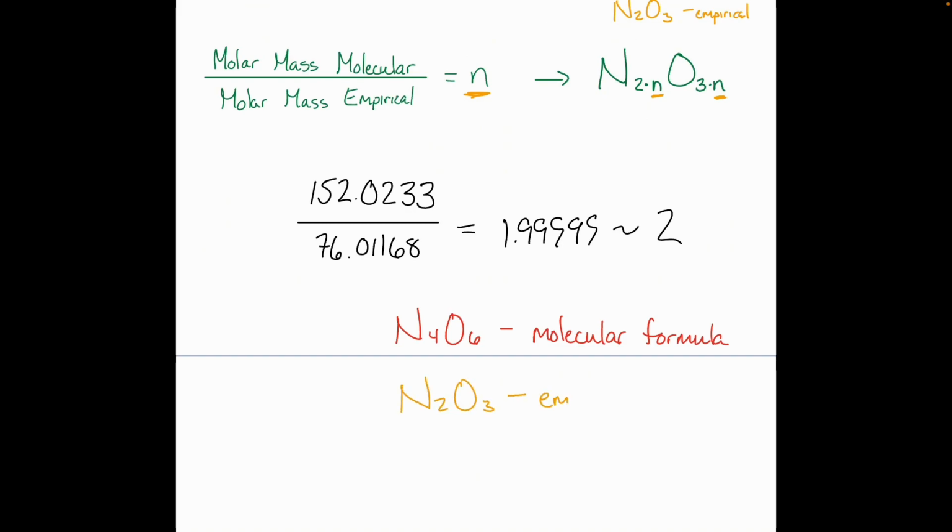N2O3 is what we called the empirical formula. We found the empirical formula from our mass spec data, and then using the molar mass of our compound, we were able to figure out what our actual molecular formula was. So using that mass spec experiment, we have this unknown compound, we put it into this particular instrument, it gives us this mass spec data. We can do a little bit of math here to figure out what our compound's formula actually is.